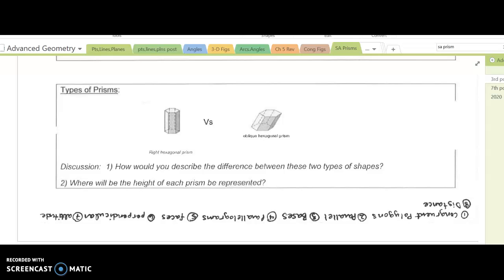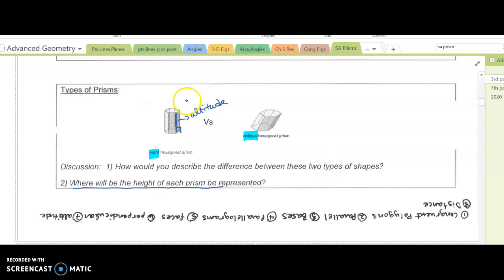Okay, so we just looked at the sort of oblique and right. Those two words were there. And I asked you to think about where would the height of each prism be. And so the height on both of them is the altitude. It's just where is the location of that altitude.